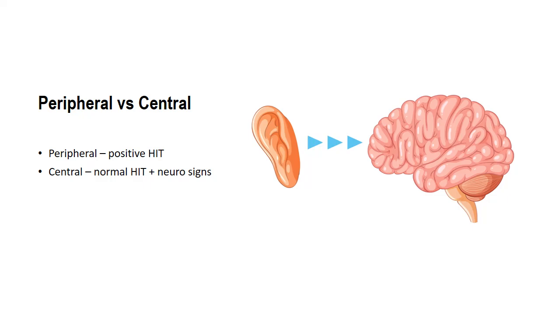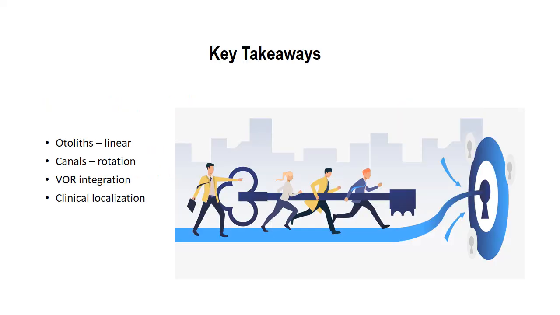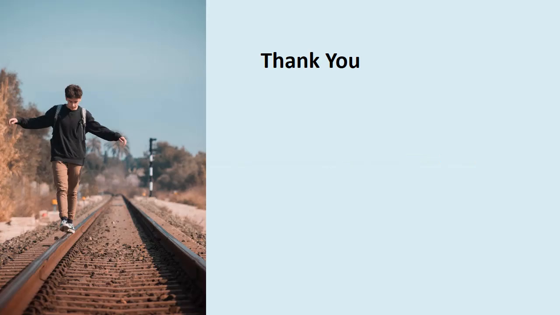So testing the balance mechanism is not just about spinning patients. It's about localizing lesions from the otoconia to the brainstem. To recap, the otoliths sense gravity and linear motion, the canals sense rotation. The brain integrates these signals via the VOR and vestibulospinal tracts.